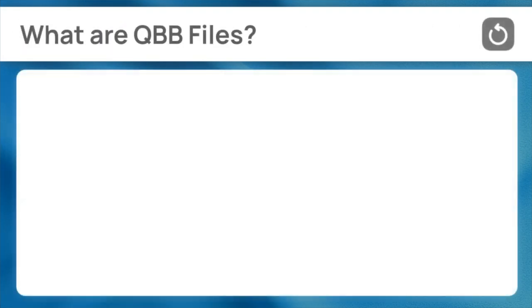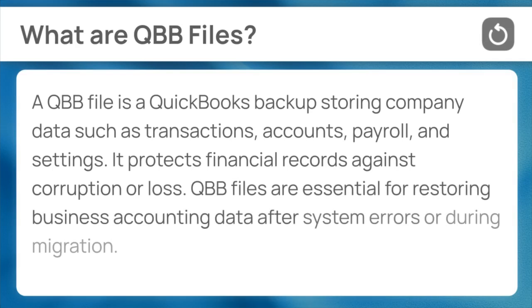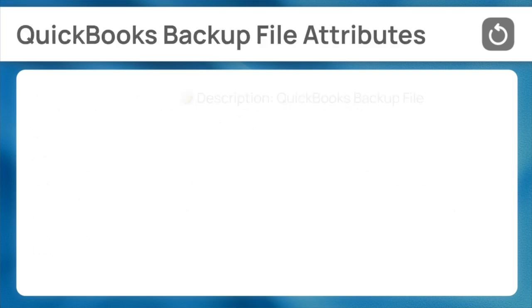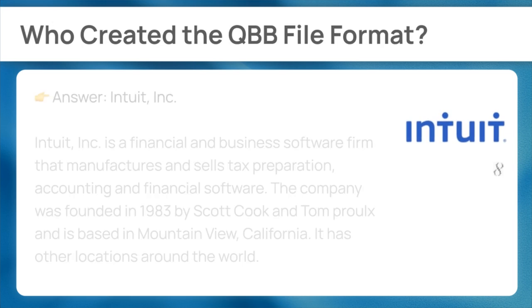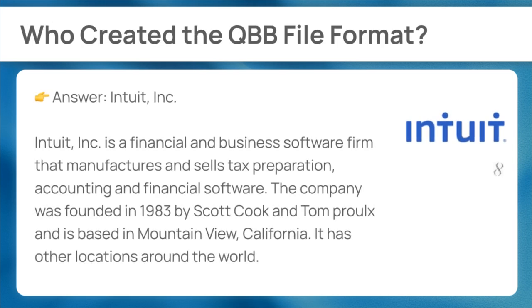The primary container for this data is marked as a QBB, which is classified as a backup file. The QBB file type is a proprietary QuickBooks Backup File. Its purpose is to create a compressed archive copy of a user's entire QuickBooks financial data file, including all transactional data, lists, and templates for safe storage and recovery. Developed and maintained by Intuit for its QuickBooks accounting software.